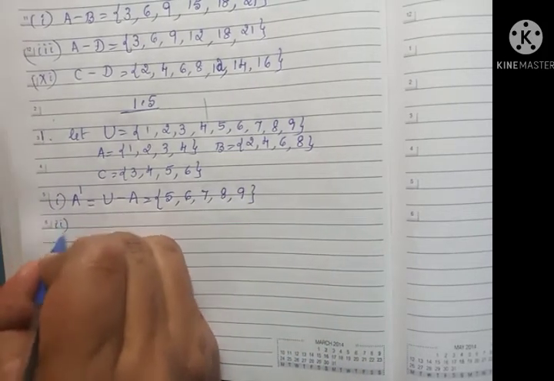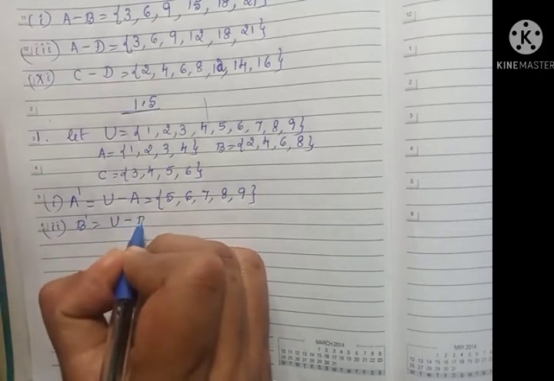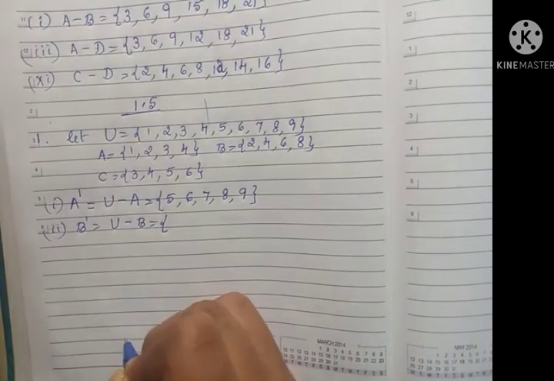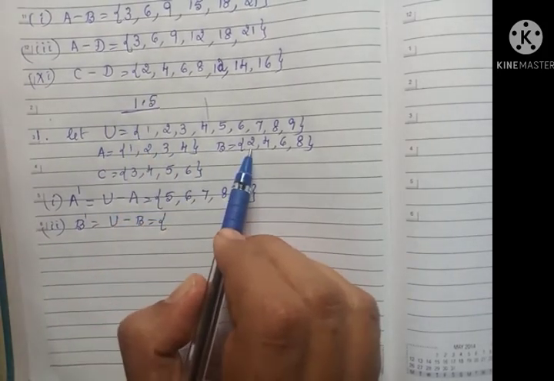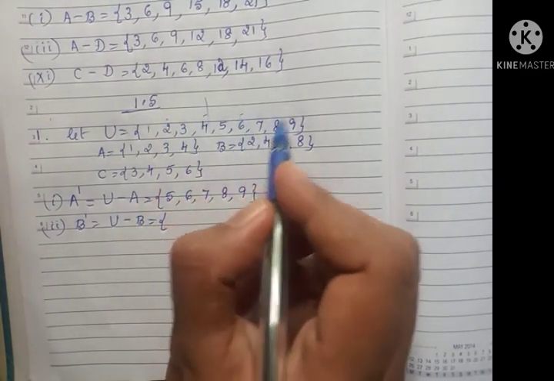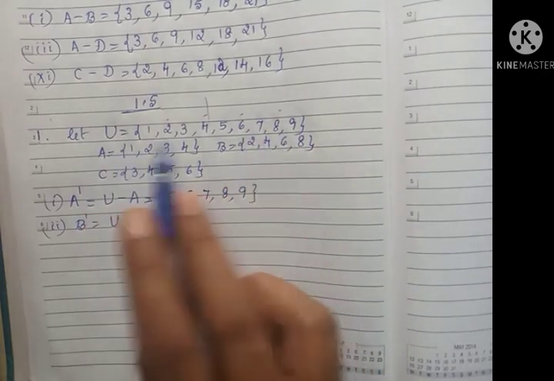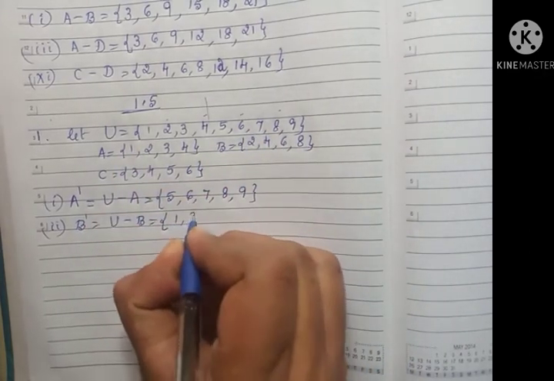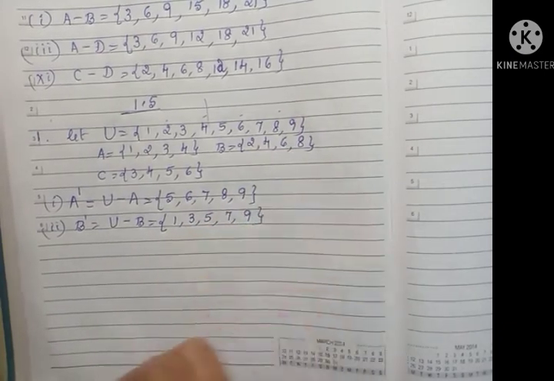Second one, B complement. U minus B. Write all the elements of U which are not in B. So that is 2, 4, 6, 8. Except these even numbers you can write all the elements of U. That is 1, 3, 5, 7, 9.